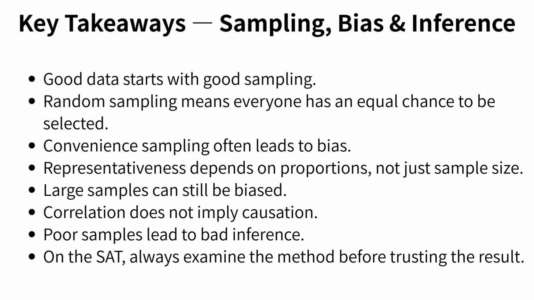Fifth, large samples can still be biased. Size alone doesn't guarantee accuracy. Sixth, correlation does not imply causation. Association doesn't prove that one variable caused the other. Seventh, poor samples lead to bad inference, even when analysis appears sound. And finally, the most critical principle for the SAT: always examine the method before trusting the result. Separate how data was collected from what it appears to show. This habit will help you avoid common traps on the test.